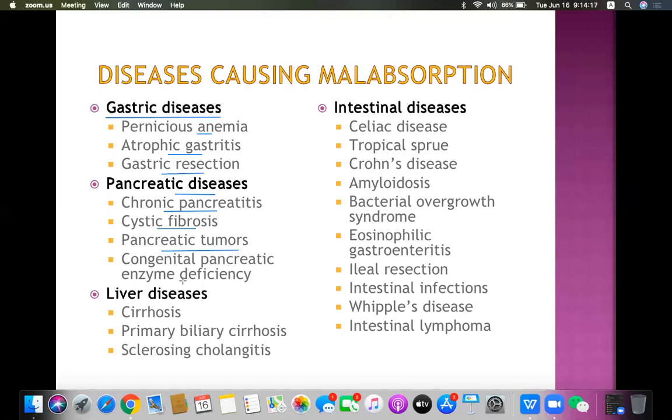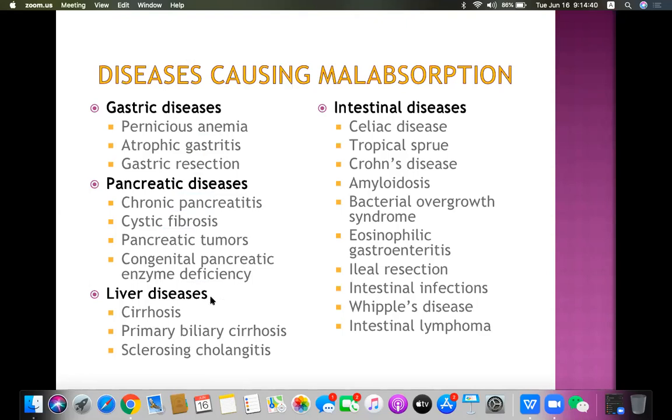Congenital pancreatic enzyme deficiency, a congenital absence of the pancreatic enzyme. So it is very easy for us to understand. The pancreas plays a big role in the digestion of the food. If something wrong happens in the pancreas, then there is malabsorption.